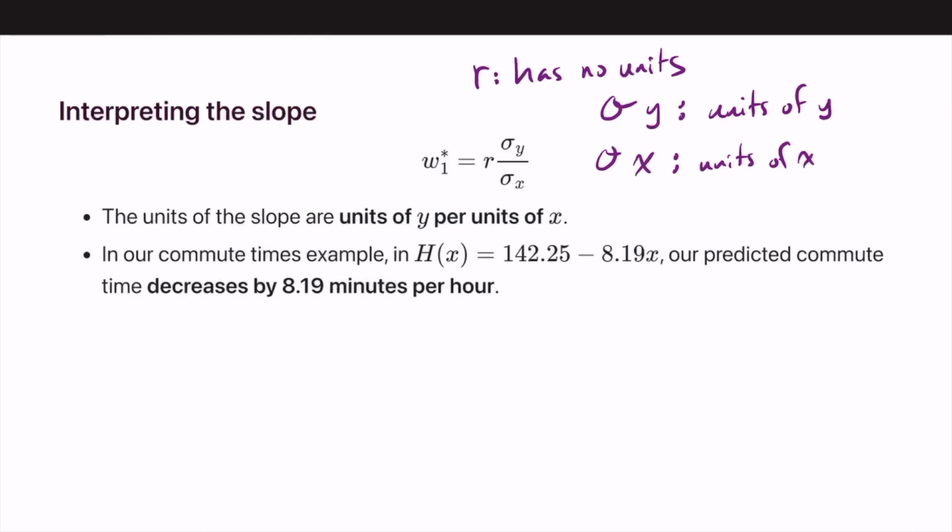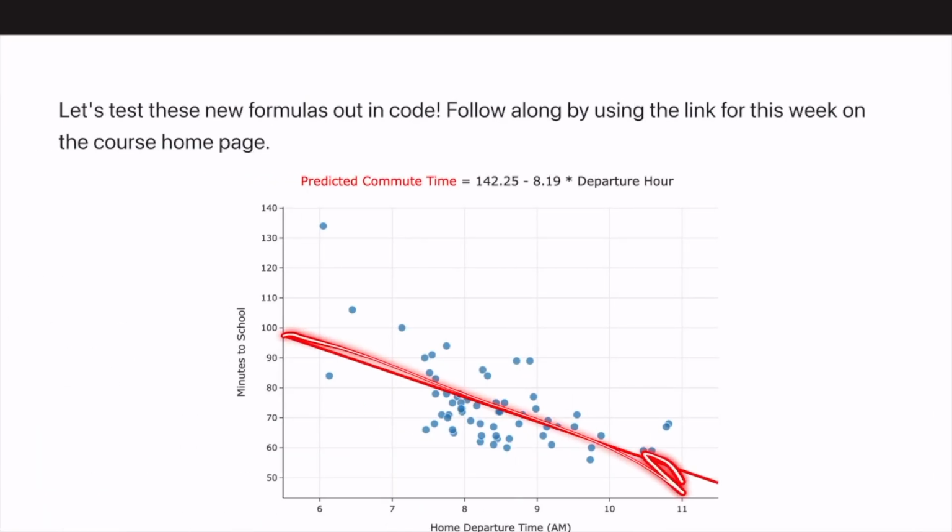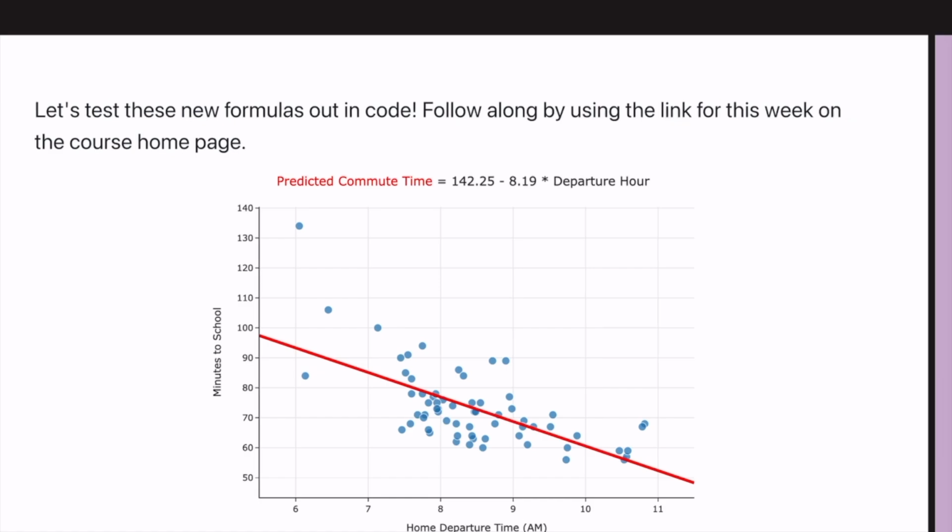So in plain parlance, we would say for every hour you leave later, you will get to work 8 minutes and 0.19 of a minute faster. 0.19 of 1 minute is probably about 12 or so seconds. So 8 minutes and 12 seconds faster, since our slope is going down. So for every hour of departure time that we increase, every hour later that we leave, we decrease our commute time by 8 minutes and about 12 seconds. So from 6 to 7, that's right here to right here, we're decreasing it by about 8 minutes and 12 seconds or so.